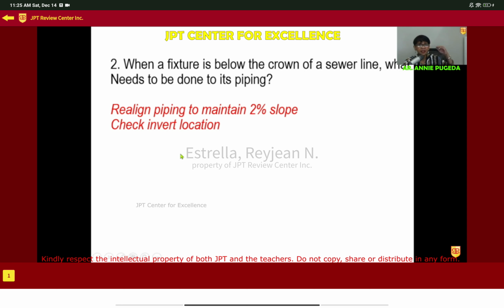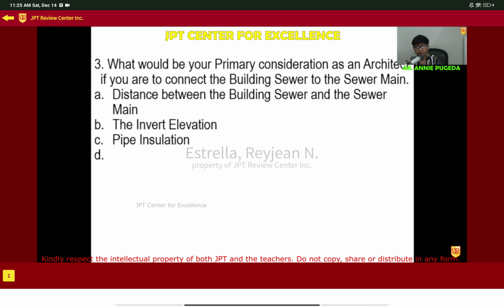Okay? What is the invert, ma'am? The very bottom part of a pipe. This pipe, either the main sewer or the main storm sewer. So, its invert is the lowest. Of course, that is the part that carries the flow. Do I have an illustration? Wait. There, okay. So, let's answer this first. What would be your primary consideration as an architect if you are to connect the building sewer to the sewer main? Of course, check the invert elevation.